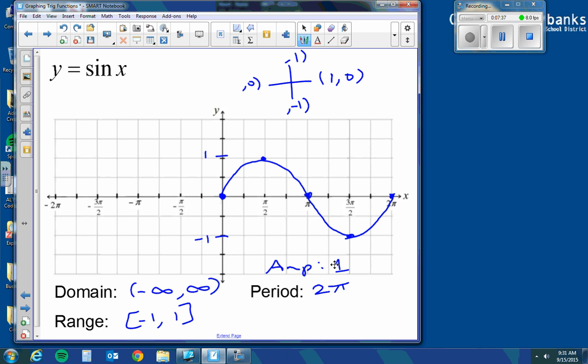And one thing I want you to understand is sound waves are modeled by these curves. And the amplitude, if you increase or decrease the amplitude, that increases or decreases the volume of the sound. If you change the period, that also affects the frequency of the sound, or basically the pitch, how high or low the sound is.